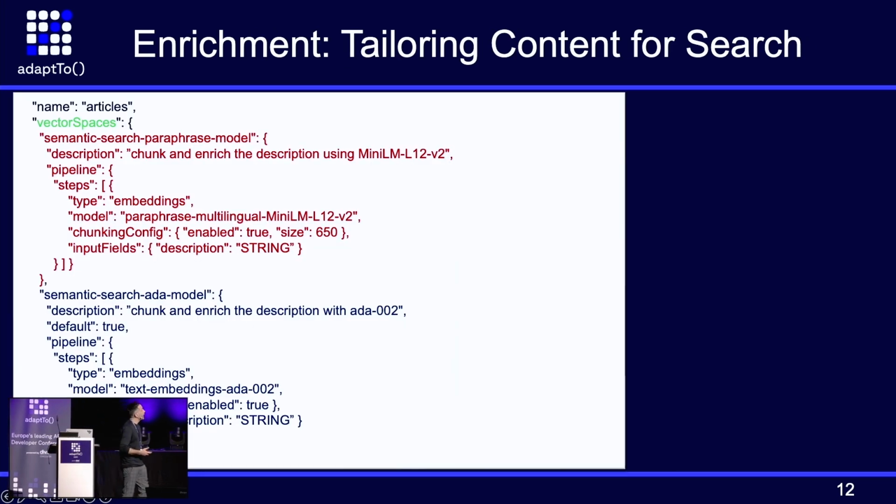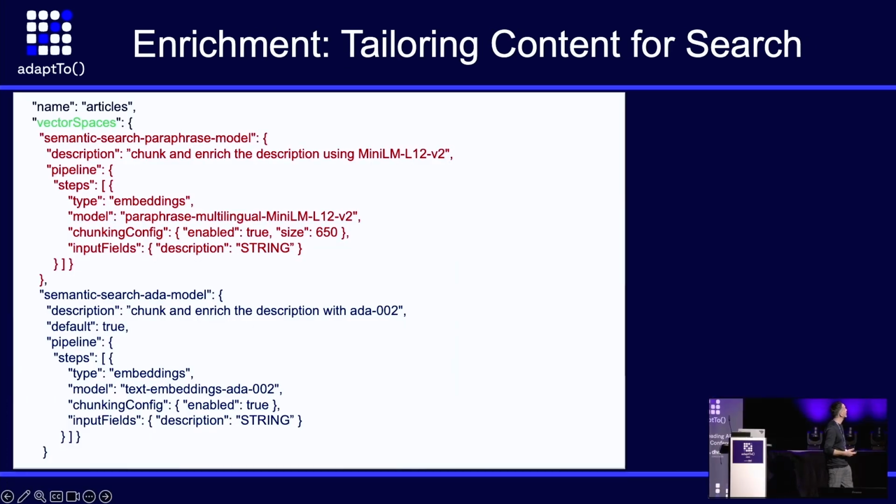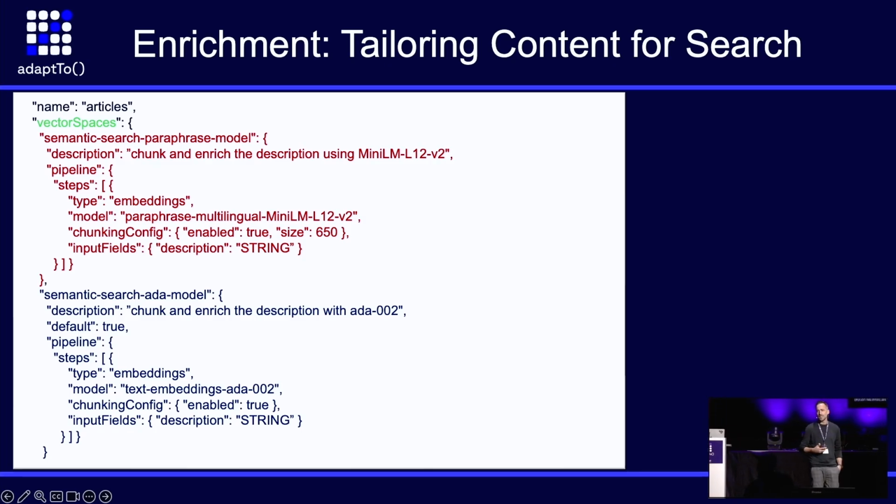Let's have a look at an actual enrichment pipeline. We have the concept of spaces. Here you can see a vector space. A vector space contains transformations with the goal of producing embeddings. In this example, we have two vector spaces with two pipelines. They are working on the same input, which is the description. And we are generating embeddings from the description using two different models. In red, you see the Hugging Face MiniLM open source model, and in blue, we use ADA002 from OpenAI.